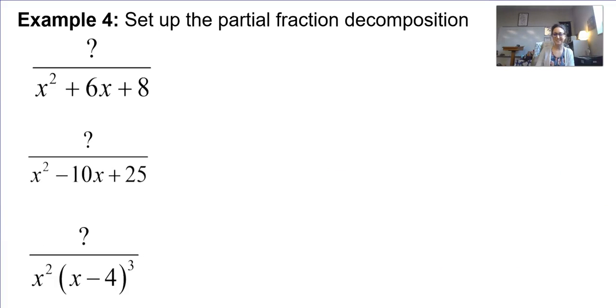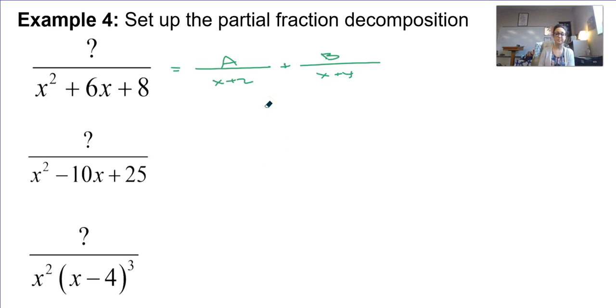All right, and force a pause on the screen. Go ahead and copy the fractions that I have. The numerators are missing on purpose. And then hit continue once you've got them all copied. All right, so for example 4, our last example, we're just going to do setup only, okay? So like for this one, the denominator factors as x plus 2, x plus 4. So neither of those repeats. So I would go x plus 2, x plus 4, a, and b, and that's it. I'm just doing setup only for these, okay?